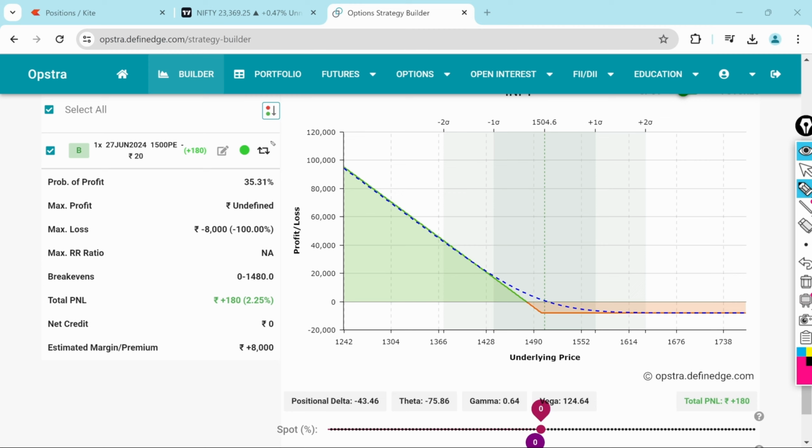You guys might be wondering, I don't own any particular stock, still can I buy a put option? Of course, you can buy a put option. At that time you are trading speculatively. You are not hedging your portfolio. Depending upon the market, either you can make money or you can lose money.